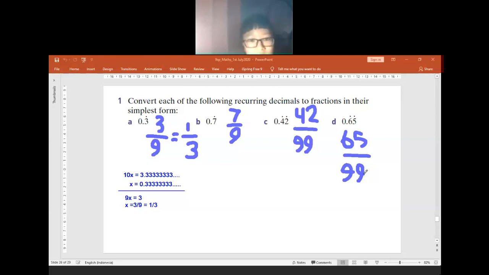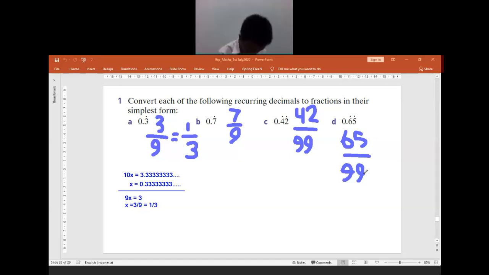Kalau recurring gini berarti bawahnya itu pokoknya 9 terus gitu ya, Chan? It will be, yeah, mostly it will be something by 999. Or sometimes we can also simplify it, so it will not always be by 9 or by 99 or by 999. It depends on the type of the question. But most of them, yes, but it's not always like that.